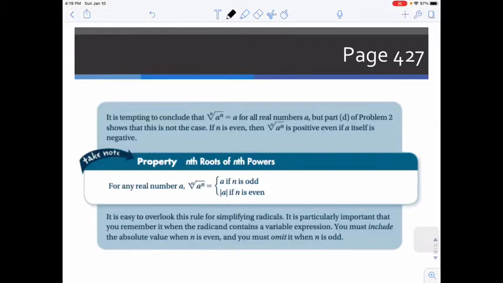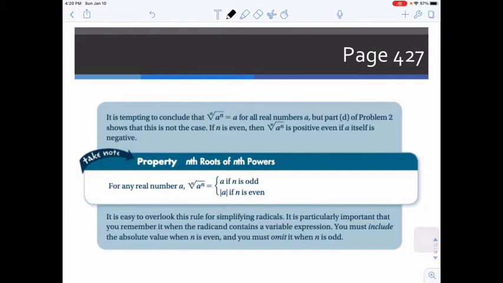Section 6.1, Example 3. On page 427, we have: it is tempting to conclude that the nth root of a to the n equals a for all real numbers a, but part D of problem 2 shows that this is not the case. If n is even, then the nth root of a to the n is positive, even if a itself is negative. For any real number a, the nth root of a to the n is equal to a if n is odd, and the absolute value of a if n is even.